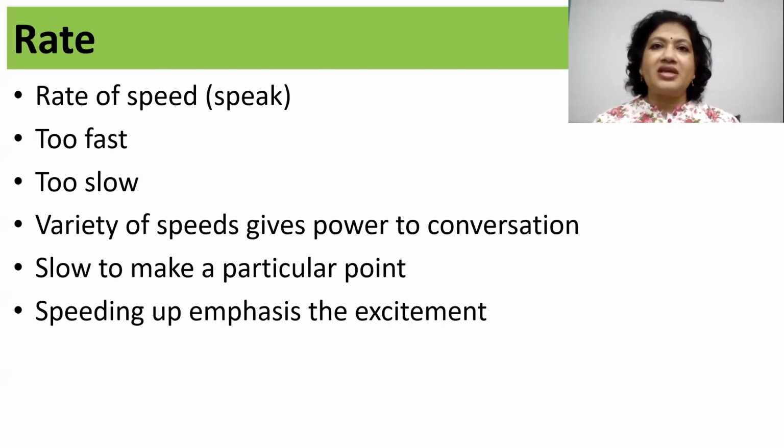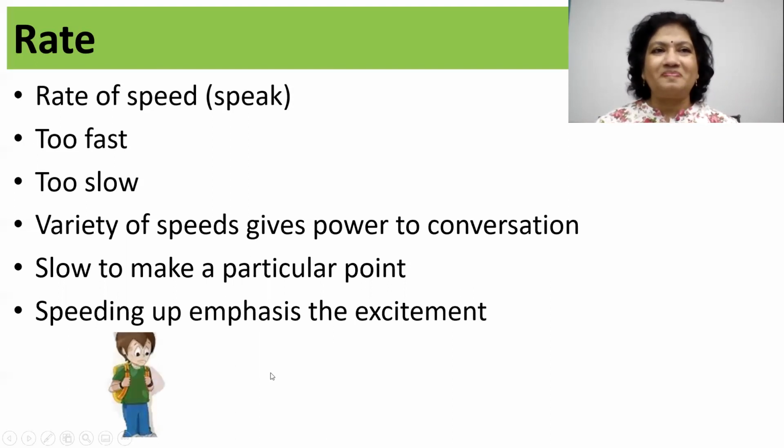Speeding up emphasizes excitement. The lockdown phase one is open. I can go to the market and purchase whatever I want. However, I'm supposed to take care of myself and others by wearing a mask. So you saw the variety of speech in the sentence. In the beginning it was excitement because the phase one lockdown has opened, and then in the second part it went slow because you were emphasizing.